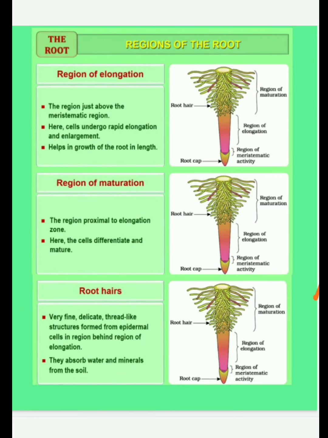With this, we are done with the understanding of different kinds of root systems, which are the taproot system, fibrous root system and adventitious root system. Other than that, we have seen the different regions of the root. With this, I conclude the video.